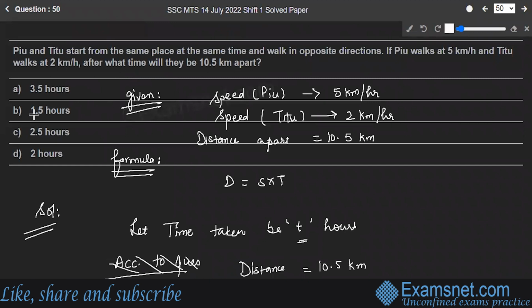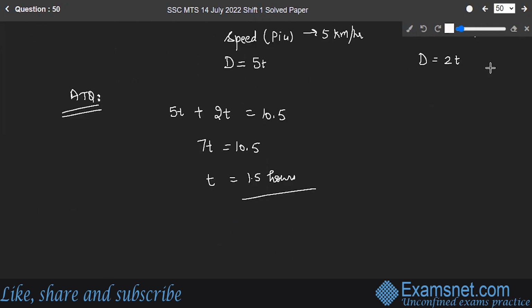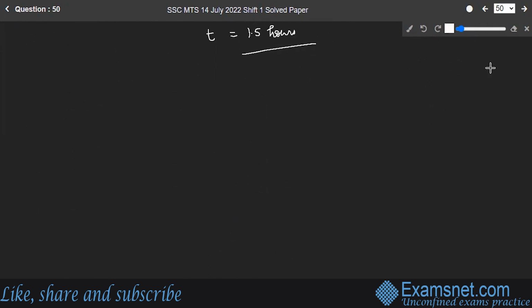Let's check with the options. Option B is the correct answer to our question. Hope you're clear with this. So students, with that, we have completed all our mathematical questions for the paper. Hope everything was clear to you. And if anything is pending, you can rewind the video and watch it.